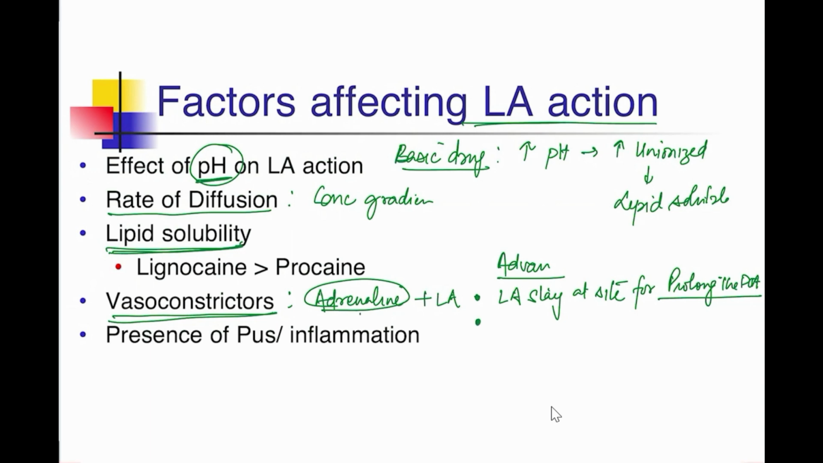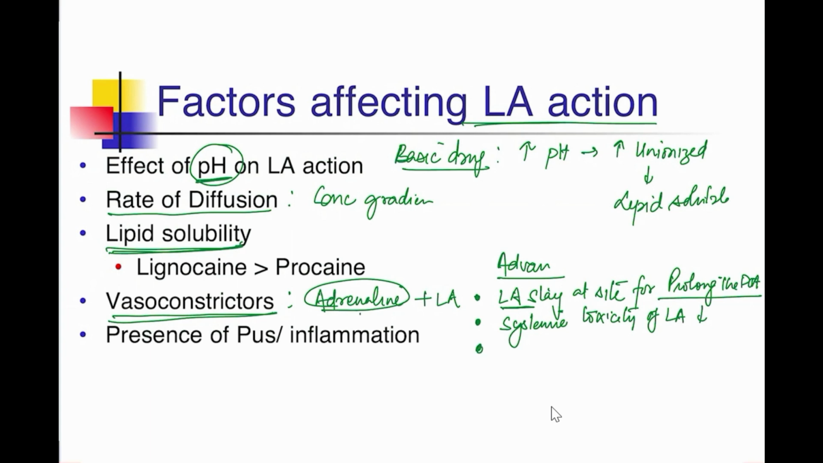Number 2, because the local anesthetic stays at that particular site, अब ये क्या है, अगर वो वहीं पे रहेगा तो systemic absorption will be less, systemic toxicity will be less. This is another advantage. Systemic toxicity of local anesthetic will be less.